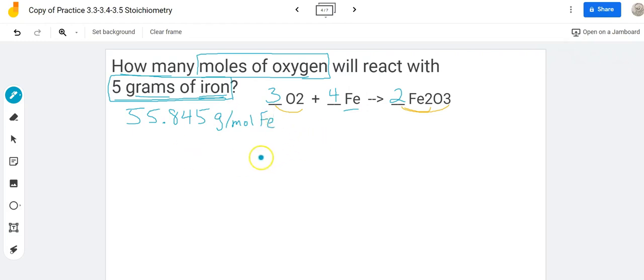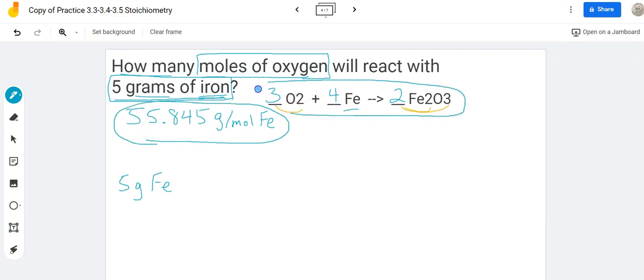All right, so now that I've answered my 2 questions, now we can set up our problem. Start with what you're given, which is 5 grams of iron. I'm going to have 1 fraction here, and I'm going to have 1 fraction using this. So I'm going to multiply this by 2 fractions.